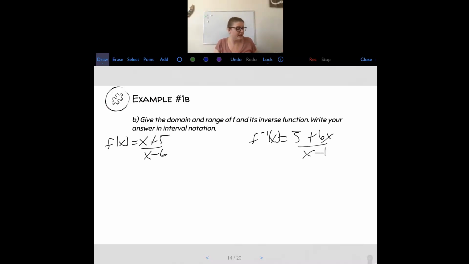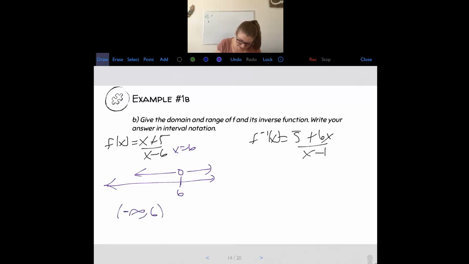Now remember, when we have denominators, our restrictions are values that make the denominator 0. So in the case of f of x, x equals 6 makes the denominator 0. So picture this number line as all of our possible x values, and it can be anything besides that. So in interval notation, we have negative infinity to 6, union 6 to infinity. So that's my domain of f.